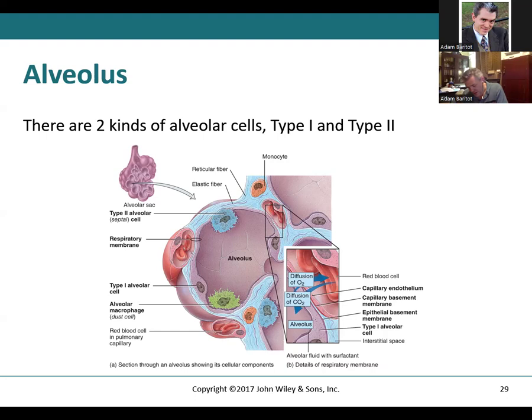On the outer surface of the alveoli, the lobule's arteriole and venule disperse into a network of blood capillaries that consist of a single layer of endothelial cells and basement membrane. The exchange of oxygen and carbon dioxide takes place by diffusion across the alveolar and capillary walls, which together form the respiratory membrane. You can see the diffusion going back and forth between the type 1 alveolar cell and the capillary basement membrane across the capillary endothelium.